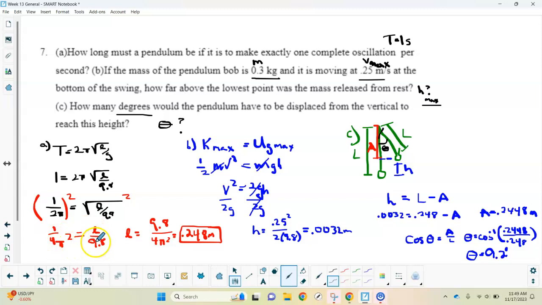That's just a number. I just didn't solve for it until the end. So L over 9.8. You take the 9.8 to the other side by multiplication, and you should get 0.248 meters for the length of that pendulum. So that's how long the pendulum needs to be.